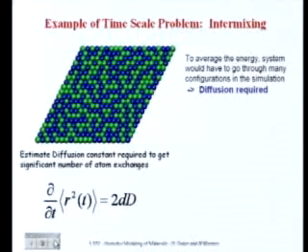Of what kind of time scale you need to get that average right. And you saw from Professor Marzari's last lecture the relation between the diffusion constant and the root mean square displacement. Essentially, the root mean square displacement scales linearly with the diffusion constant, where d is the dimensionality of the system, so in this case 2, and D is the diffusion constant.